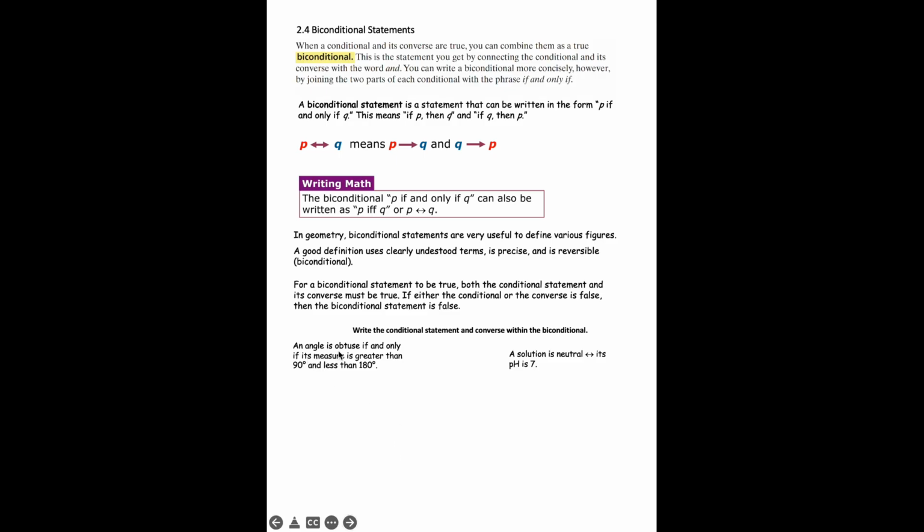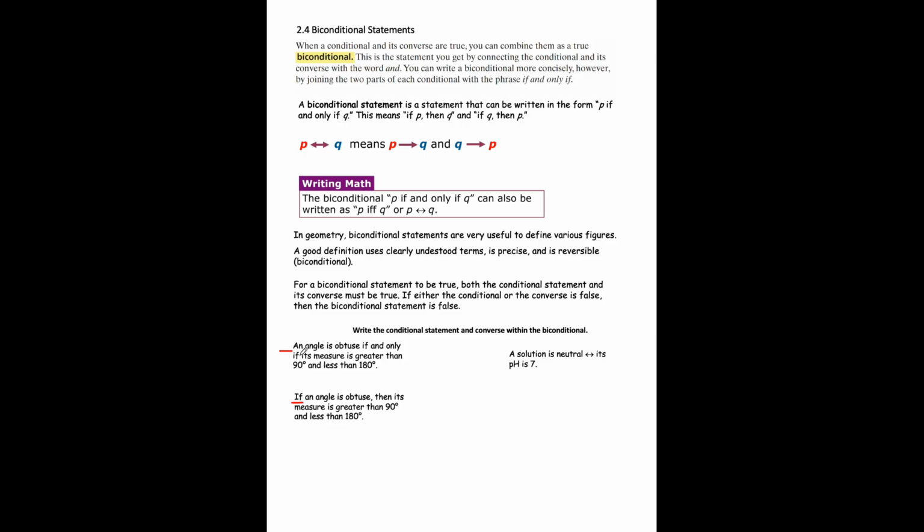An angle is obtuse if and only if its measure is greater than 90 degrees and less than 180 degrees. Well, this sentence is a biconditional statement. It has if and only if, and it contains two ideas. One idea that it contains is, if an angle is obtuse, then its measure is greater than 90 degrees. So how do we take a biconditional and write a conditional? We have the word if, as we did here.